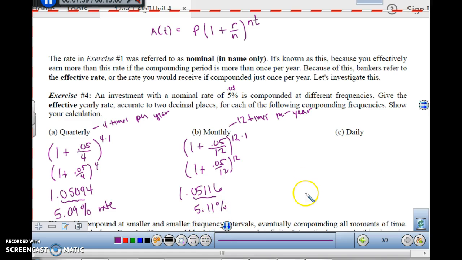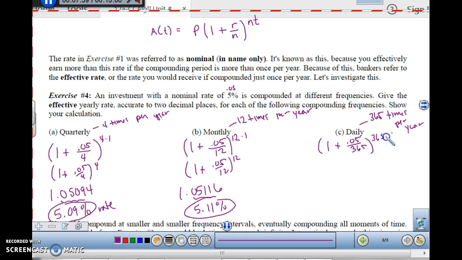Okay, let's try the daily. Daily would be how many times a year? It would be 365 times per year. So for the rate part of this, 1 plus 0.05 divided by 365, raised to the 365 times 1, because it's compounded 365 times per year. So 1 plus 0.05 divided by 365, to the 365.